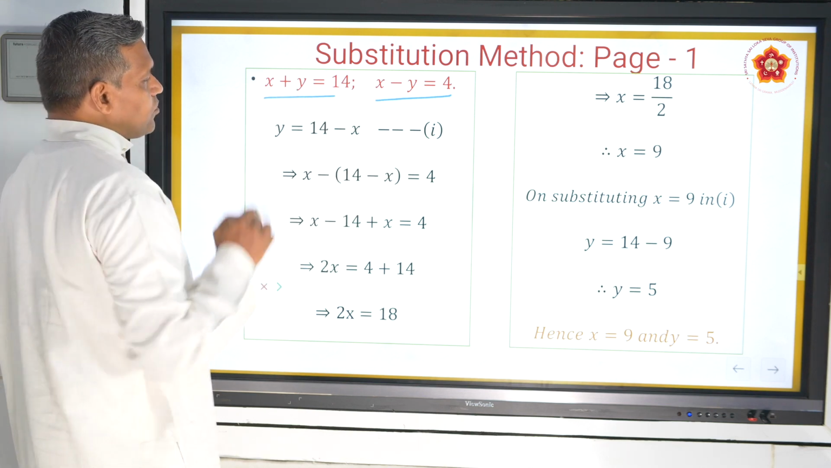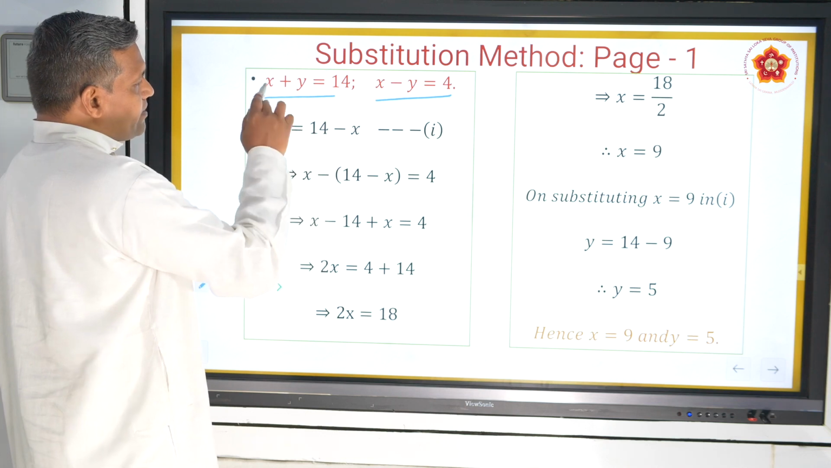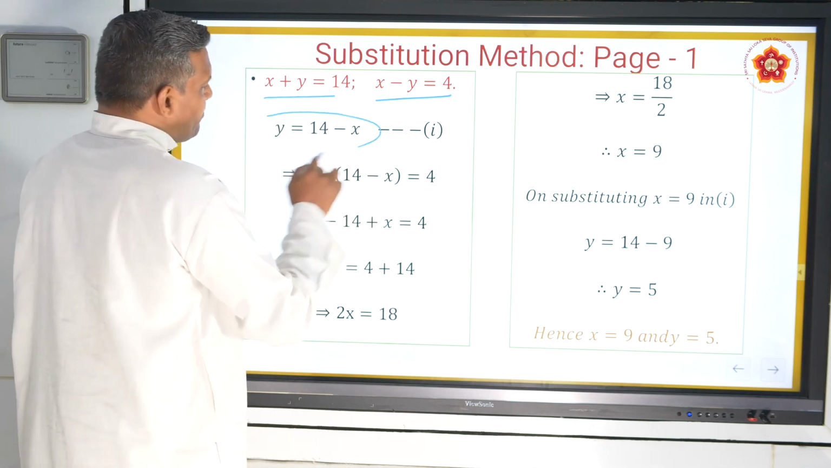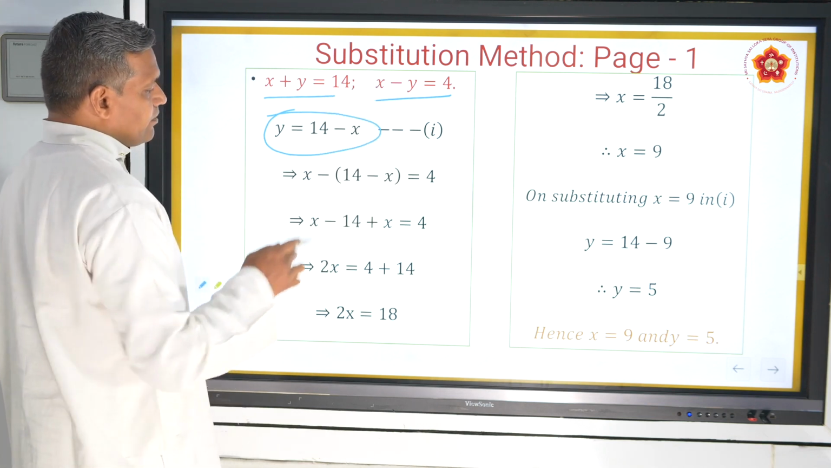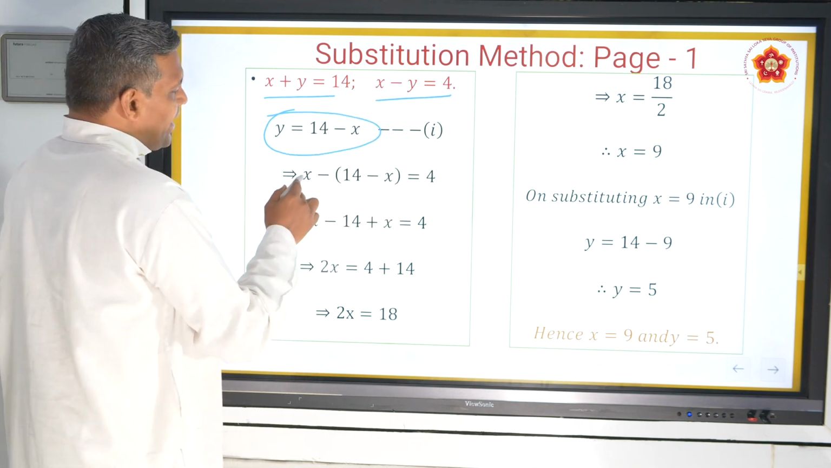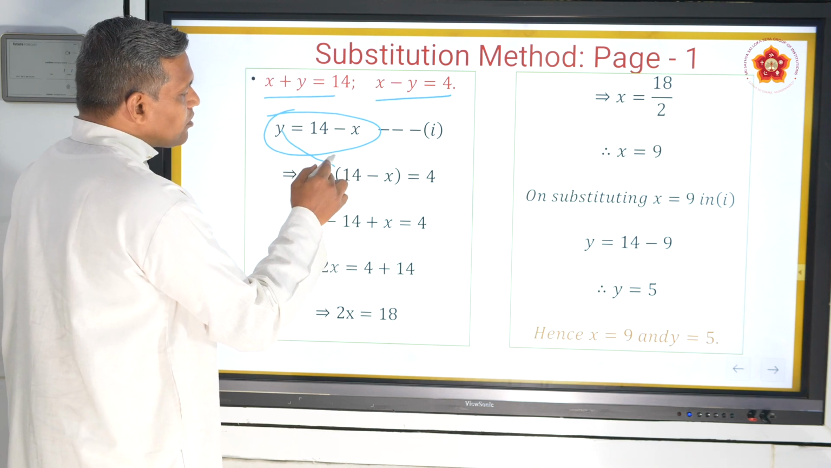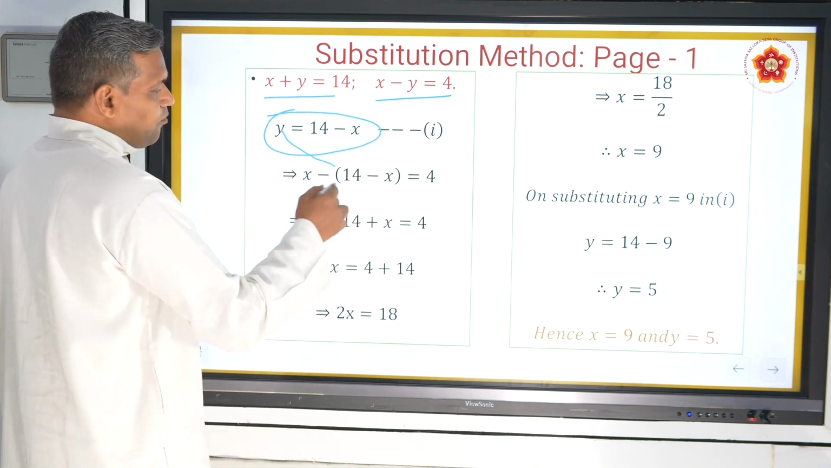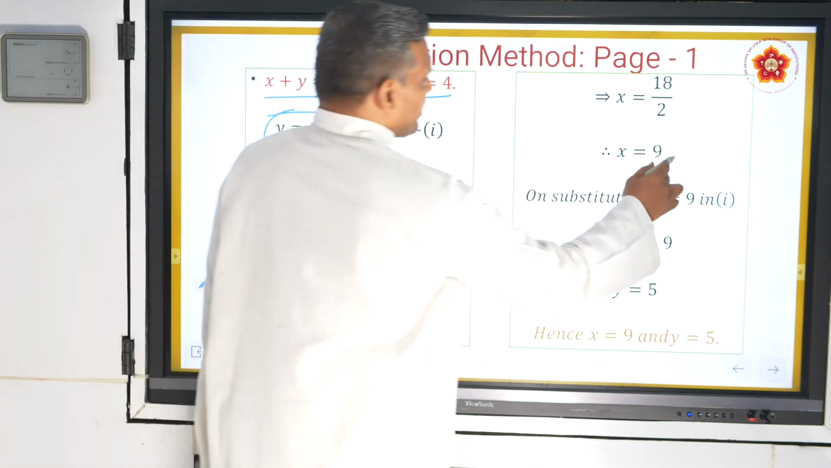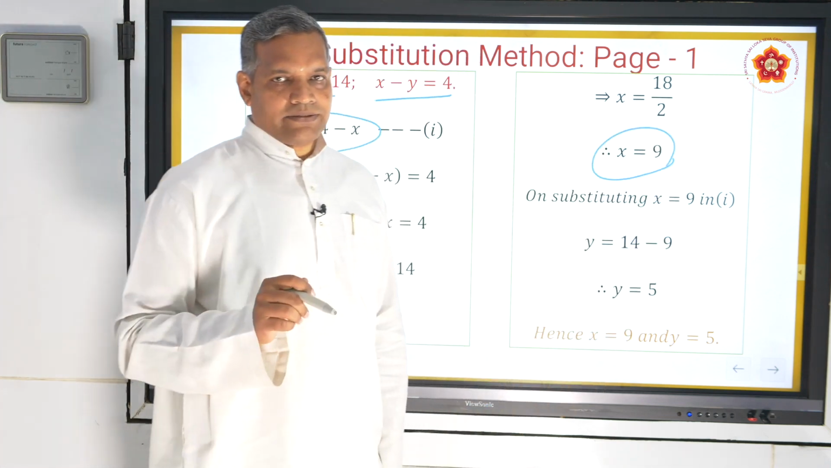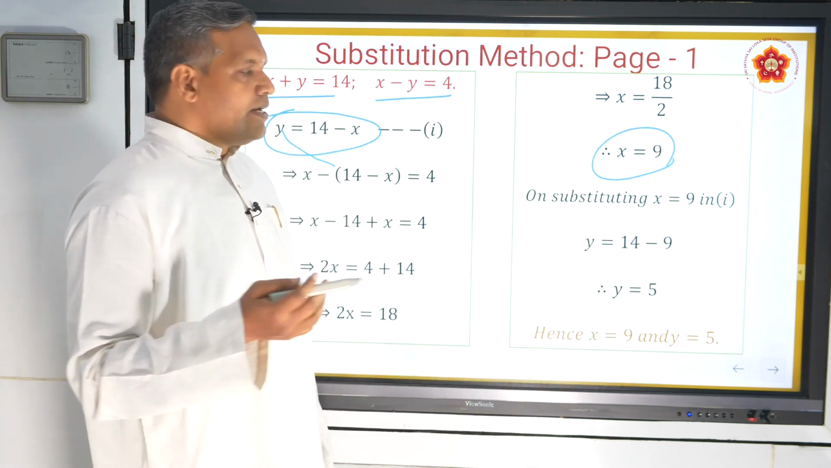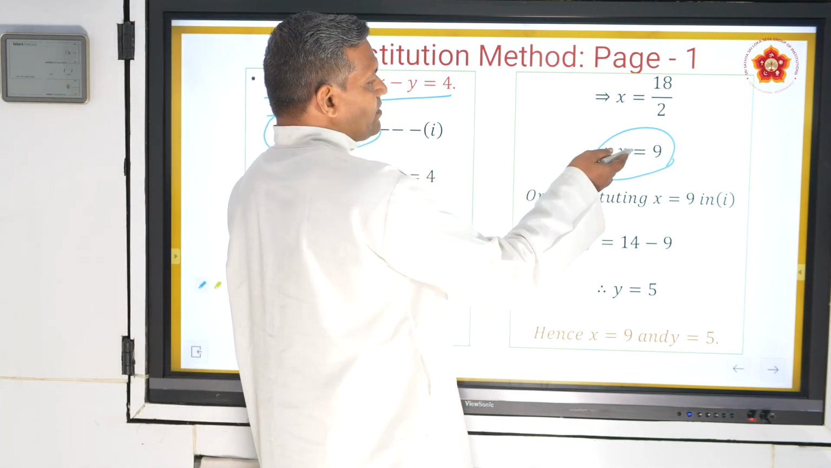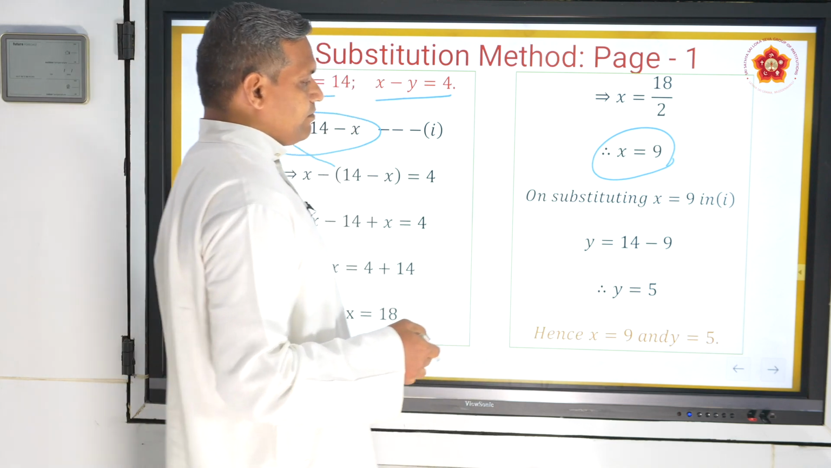x plus y is equal to 14. y is equal to 14 I kept as such, x I transposed, so y is equal to 14 minus x. This I made use of in this equation. So x minus y is equal to 4, in the place of y, I substituted the whole value, 14 minus x is equal to 4. Then I started opening the bracket, simplified, and I got the value of x, 9. I think you got it. It's simple. Now take this and put it in the place of x in any one of the equations and then find the y value.